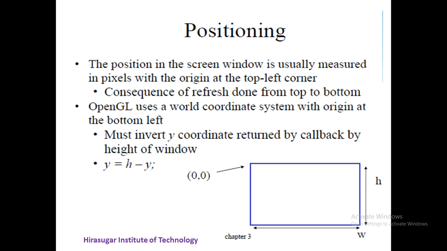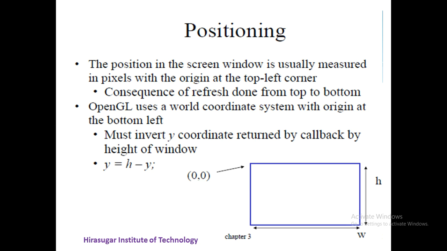Next, one problem you will normally face when you are using the mouse as a locator device in computer graphics. What is that? The position in the screen window, in the operating system, is usually measured in pixels with an origin at the top left corner. You can see in this image that the operating system assumes the window's origin is at the top left corner.